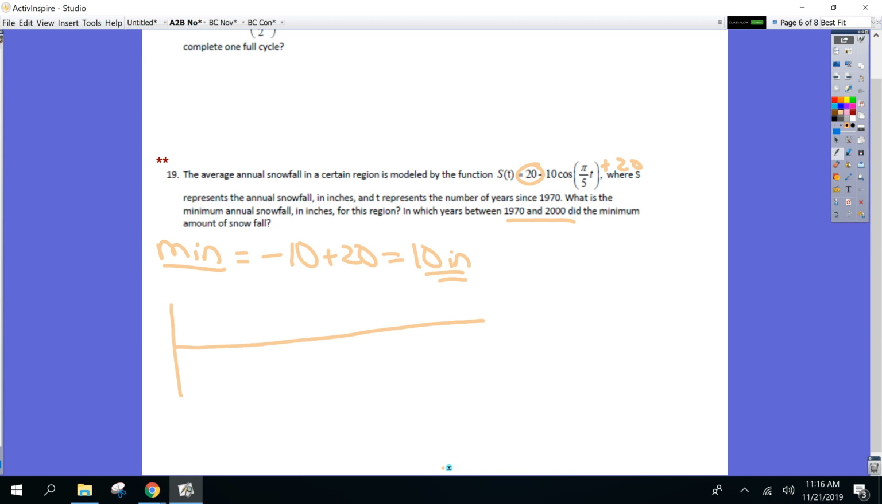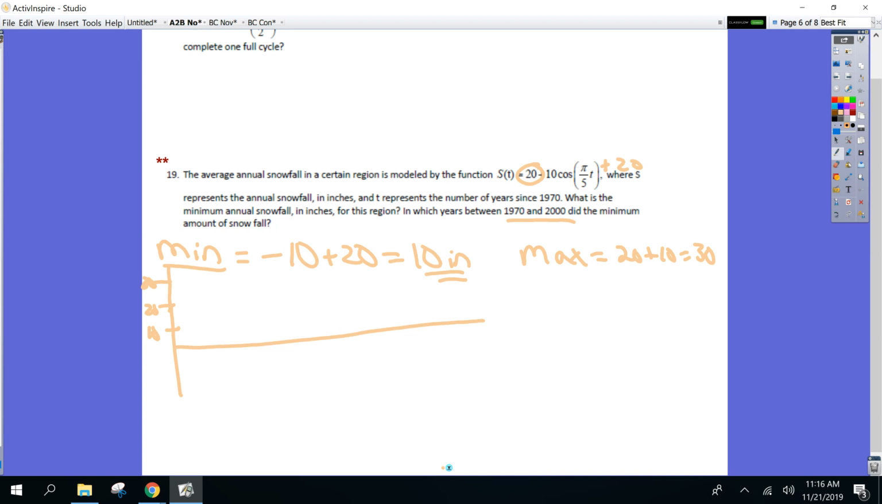Need the min and the max. I got the min already. All right, now I need the max. So max will be 20 plus 10. So it's going to go up to 30. Got it. What else? So I know 10 and 30 have to go on here. So 10, 20, 30. Got it. How about the x-axis? Need a little help filling that out.